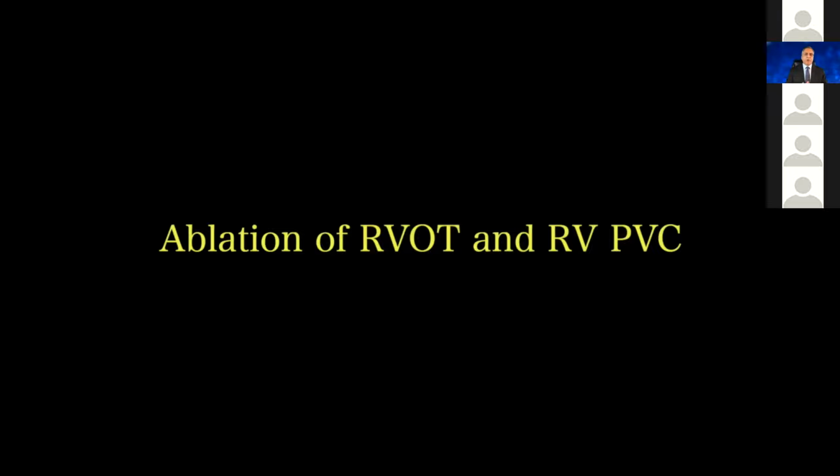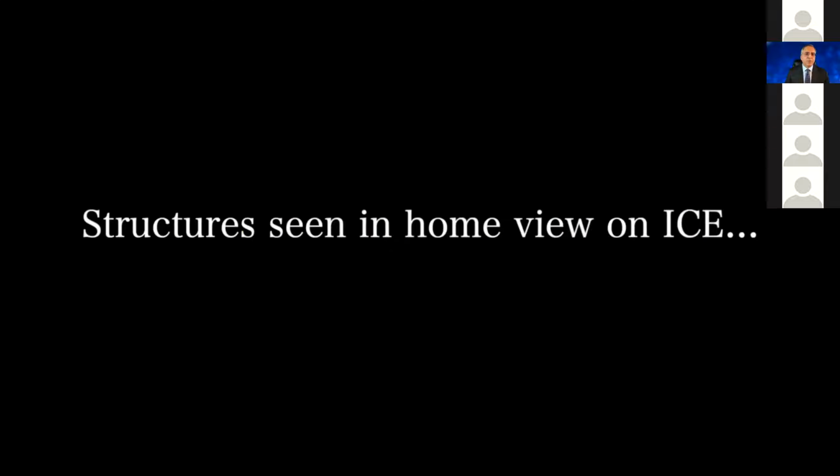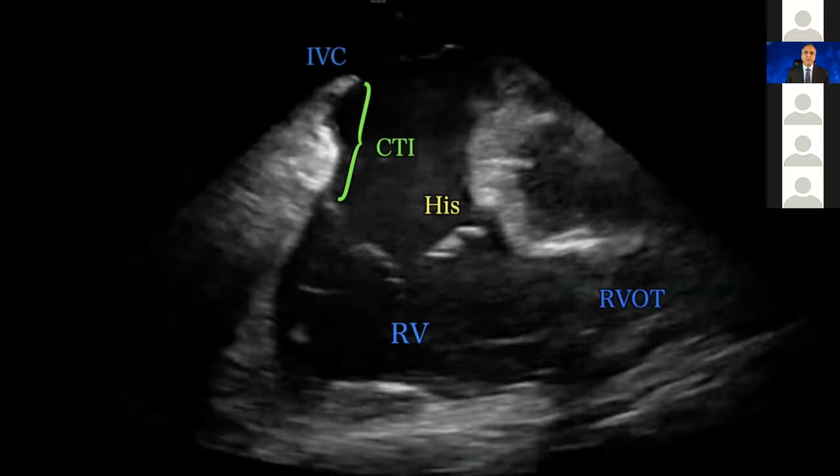We are going to now completely switch gears. We are going to go to the VT ablation. I'm going to show you a few things of RVOT and RV PVC ablation here. Let's again look at the structures seen in the home view. You can see the CTI. You can see the region of the His. You can see the right ventricle and RVOT.